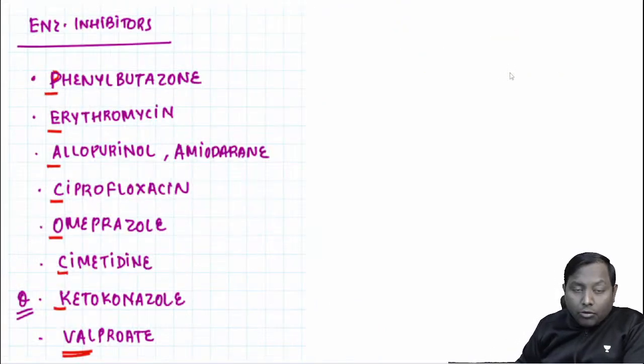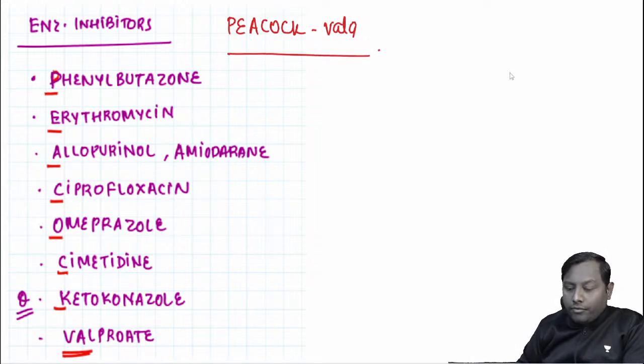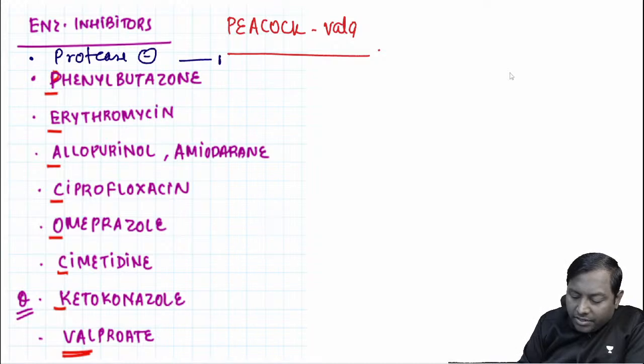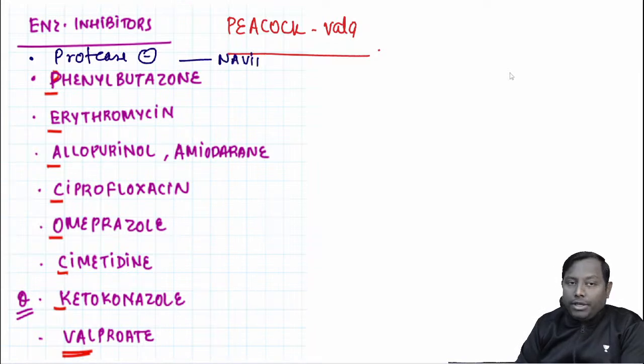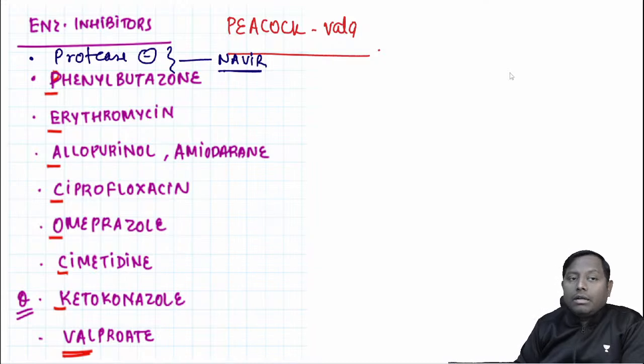And then inhibitors, that I told you, a very simple mnemonic, remember, पिकॉक वाला आएगा, इनहिबिट करके जाएगा, पिकॉक वाला, है ना. So P se a very important drug which I want all of you guys to remember, that is protease inhibitor, HIV protease inhibitor. All the HIV protease inhibitors are ending with navir. They are ending with what? Navir, like indinavir, ritonavir, atazanavir, all of them are HIV protease inhibitors. Protease inhibitor, erythromycin, allopurinol, ciprofloxacin, omeprazole, cimetidine, ketoconazole, valproate.